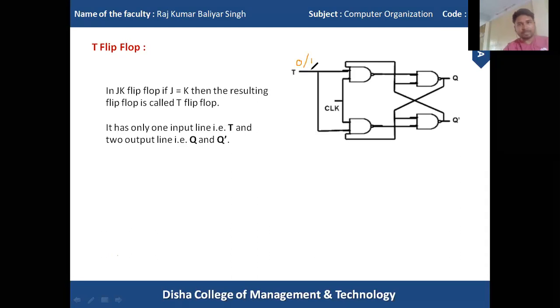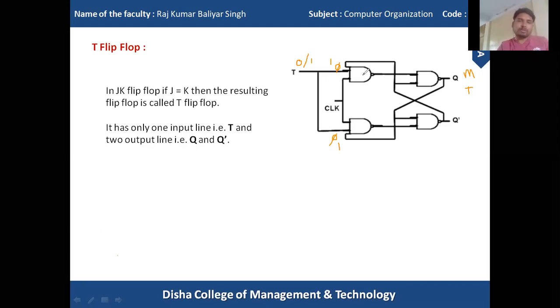If we supply 0, both inputs of these NAND gates receive 0 0, so it will produce the memory state. If I am supplying 1 instead of 0, 1 to this gate and 1 to this gate, it will produce the toggle condition. Clear? So in the T flip-flop, we are getting two conditions only. One is the memory state, another is the toggle condition.